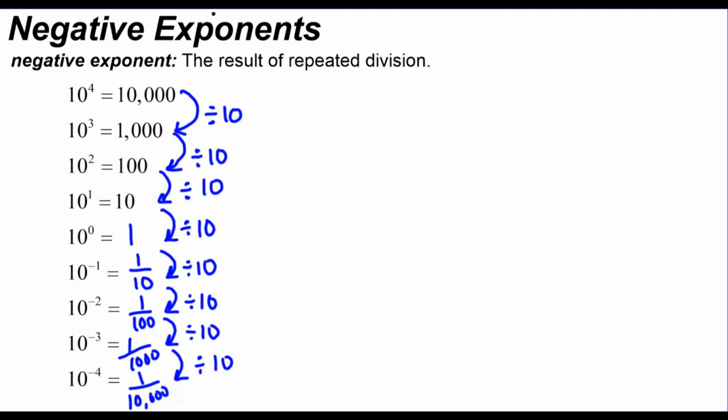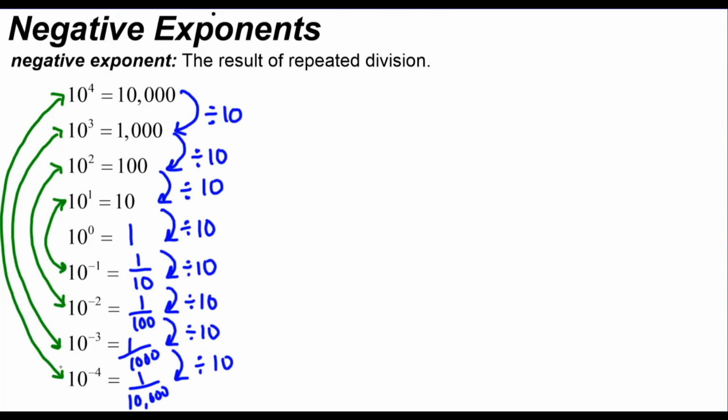So what I really want us to notice is the connection between the positive and the negative exponent. 10 to the first power is 10. 10 to the negative first power is 1/10. 10 to the second power is 100. 10 to the negative second power is 1/100. Do you see it? What's happening here? 10 to the third power is 1,000. 10 to the negative third power is 1/1,000. 10 to the fourth power is 10,000. 10 to the negative fourth power is 1/10,000.